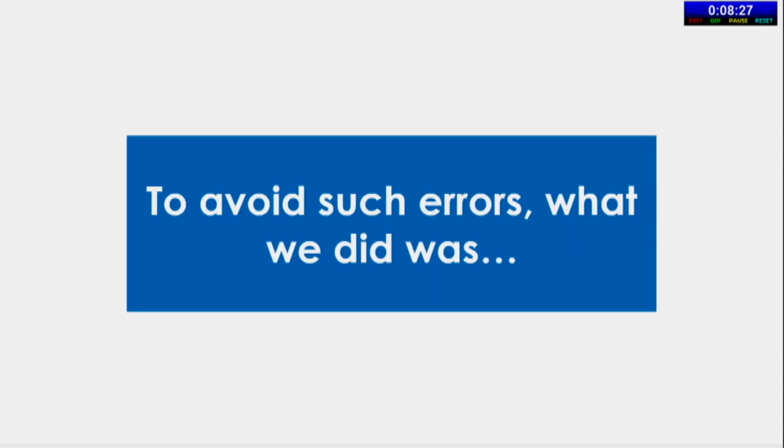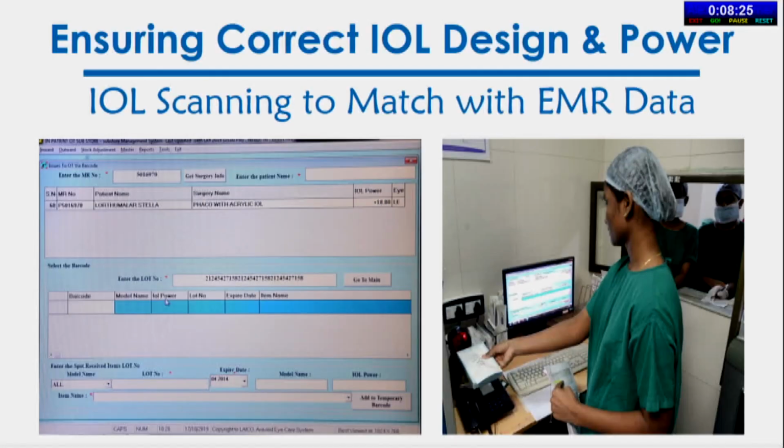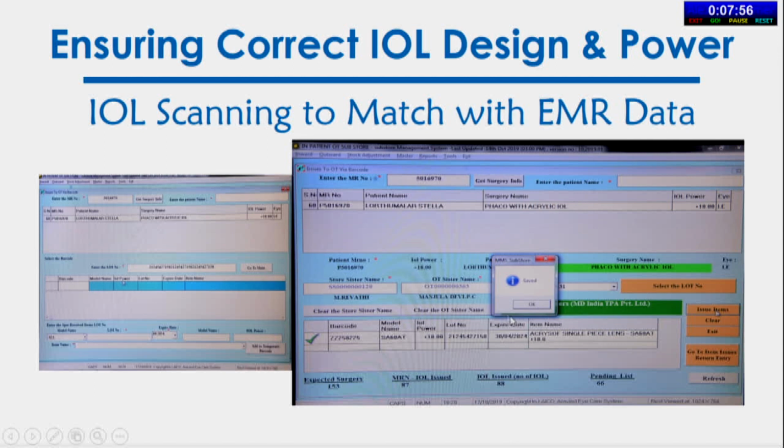So in the system, what could be introduced to avoid such errors was to bring in a software in the stores in order to scan the IOL to get the correct design and the power. So here you can see in the software, when you feed the unique number or the MR number, the entire field is populated in the upper part, showing the IOL, the type, and the power to be implanted. And then down, it's not yet populated.